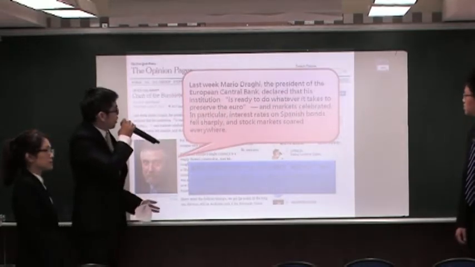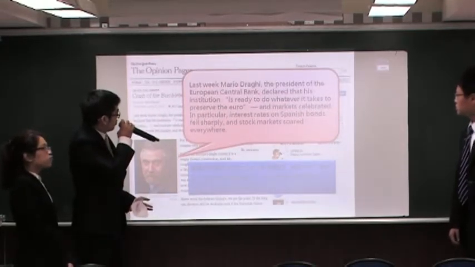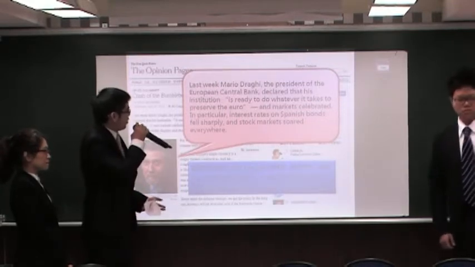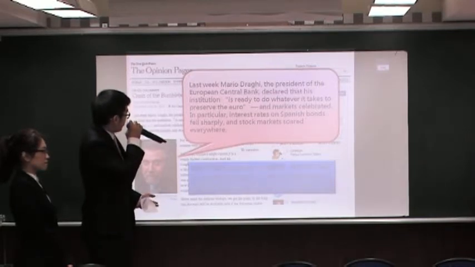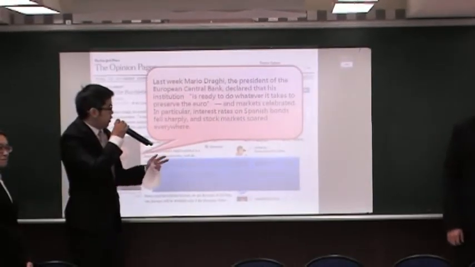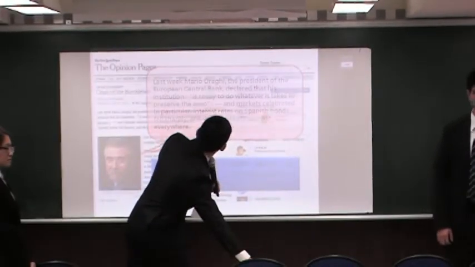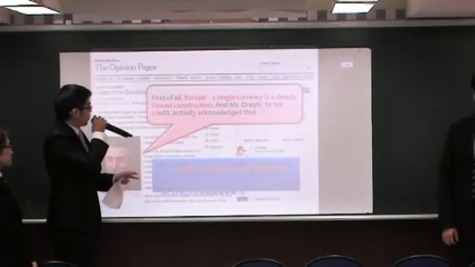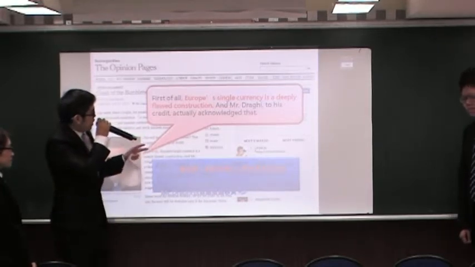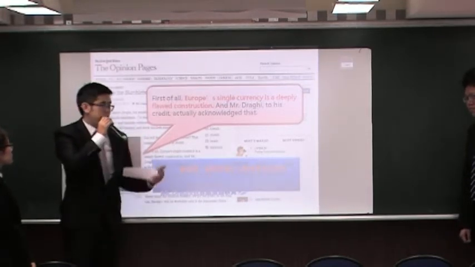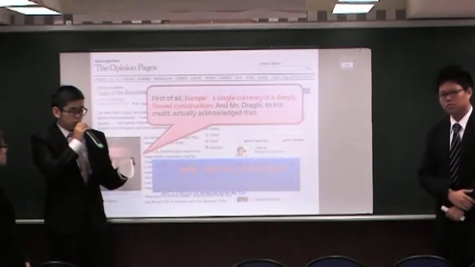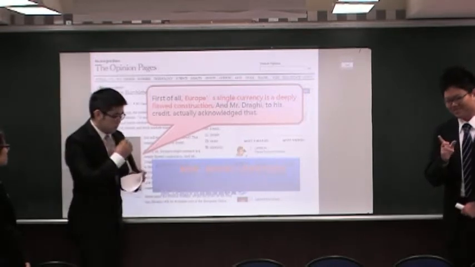Last week, Mario Draghi, the president of the European Central Bank, declared that his institution is ready to do whatever it takes to preserve the euro. And now you can see that the bumblebee means euro. And first of all, euro single currency is a deeply flawed construction, and Mr. Draghi, to his credit, actually acknowledged that. And for the second question we have, why euro single currency is a deeply flawed construction?